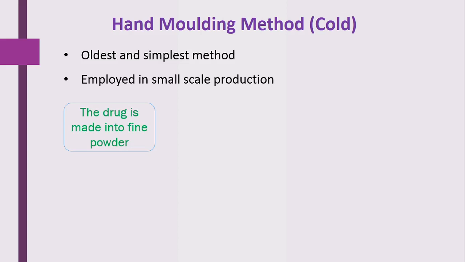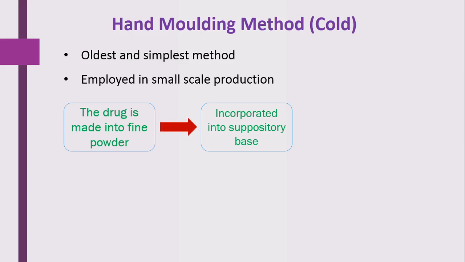So here first the drug is made into fine powder. After that, that particular drug is incorporated into the suppository base. So here different suppository bases are used, like theobroma oil or others. The drug is incorporated into the suppository base by the triturating or kneading method.